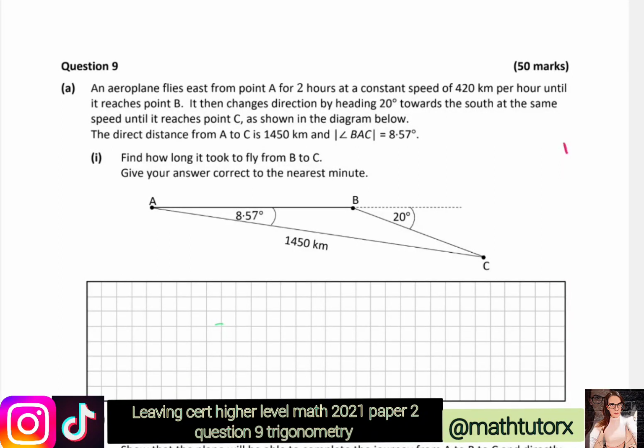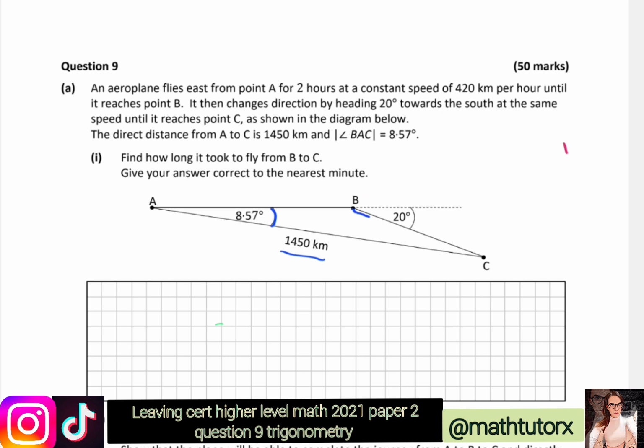A plane flies east from point A for 2 hours at a constant speed of 420 kilometers per hour until it reaches point B. It then changes direction by heading 20 degrees towards the south at the same speed until it reaches point C. As shown in the diagram below, the direct distance from A to C is 1,450 kilometers, and the angle BAC is 8.57 degrees. Find out how long it took to fly from B to C.